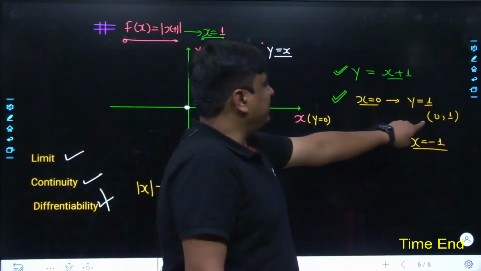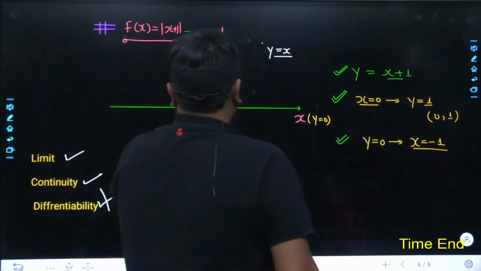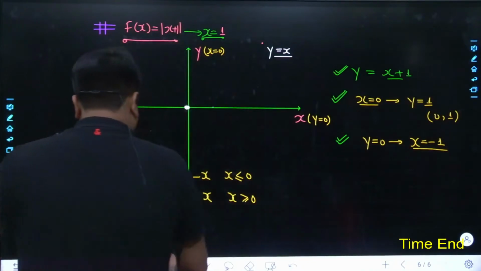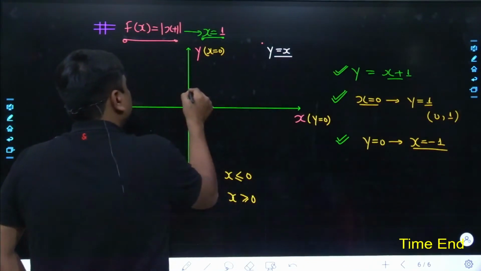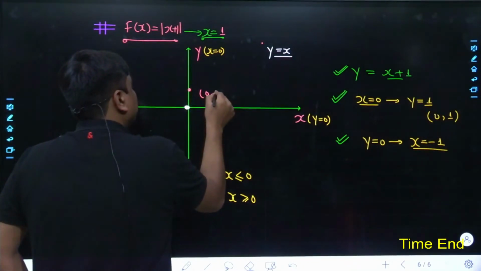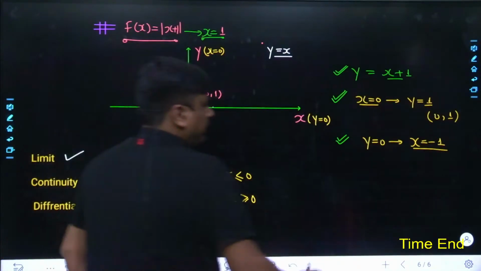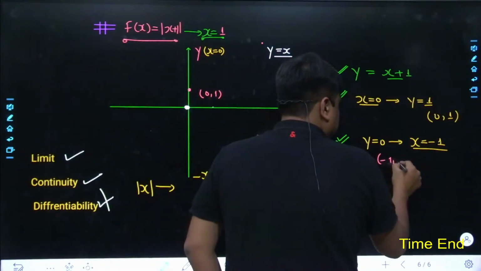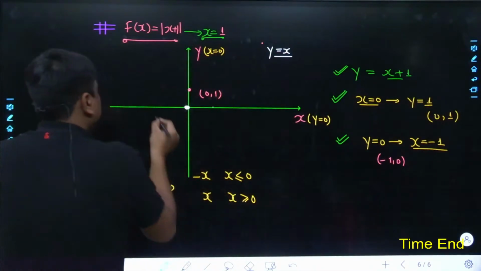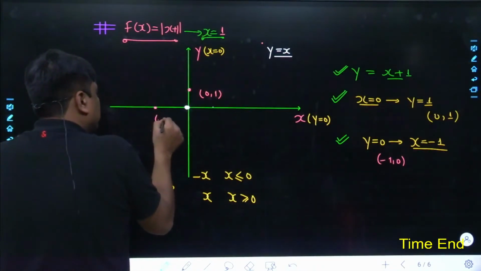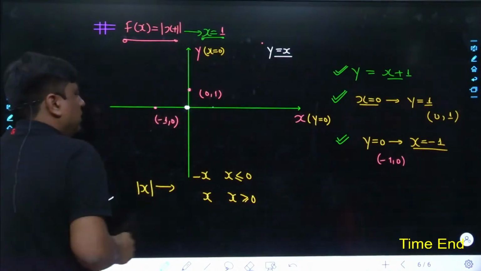So the intersection points are (0, 1) on the y-axis, where y is equal to 1. Somewhere here it is (0, 1). And the same at (-1, 0), where x is -1 and y is 0. So obviously it would fall on the x-axis.